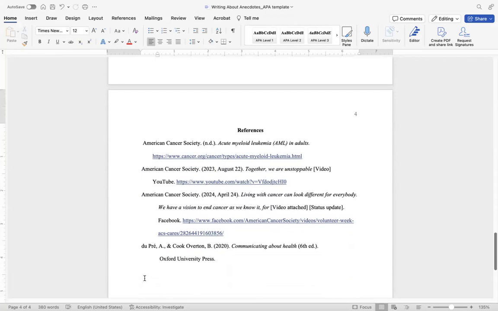These are the references that I used in my PowerPoint. They are listed alphabetically. Here we have the interesting situation of multiple works by the same author because I had a bunch of resources from the American Cancer Society. In this case, I listed them chronologically, starting with the ND, no date source. So we've got ND, 2023, and then 2024. And then last we've got the textbook, Dupre and Cook-Overton.